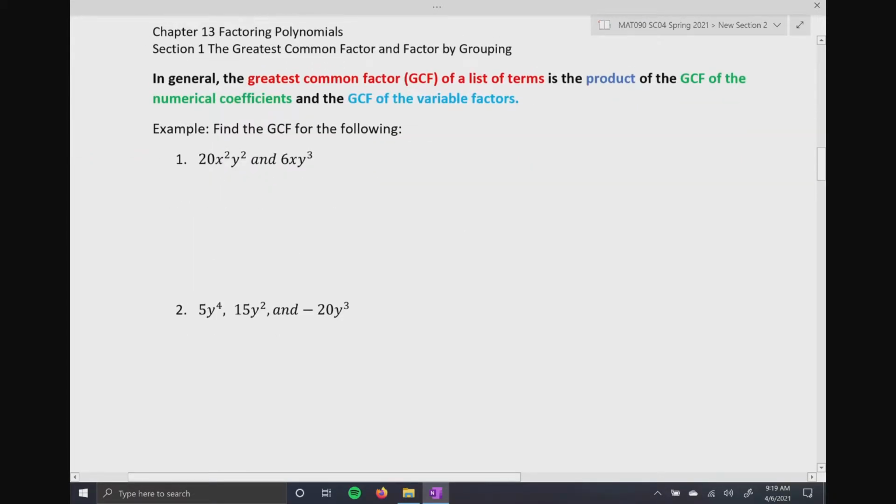So here we go. In general, the greatest common factor of a list of terms is the product. Now, we know product means multiply. So it's the product of the GCF of the numerical coefficients and the GCF of the variable terms. Let me show you what I mean. I don't want anybody to write this down yet. I just want you to watch. Okay?